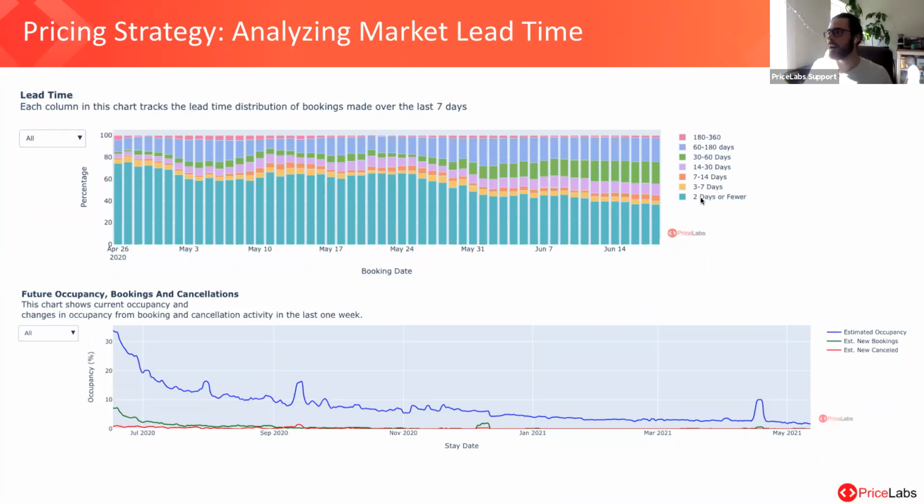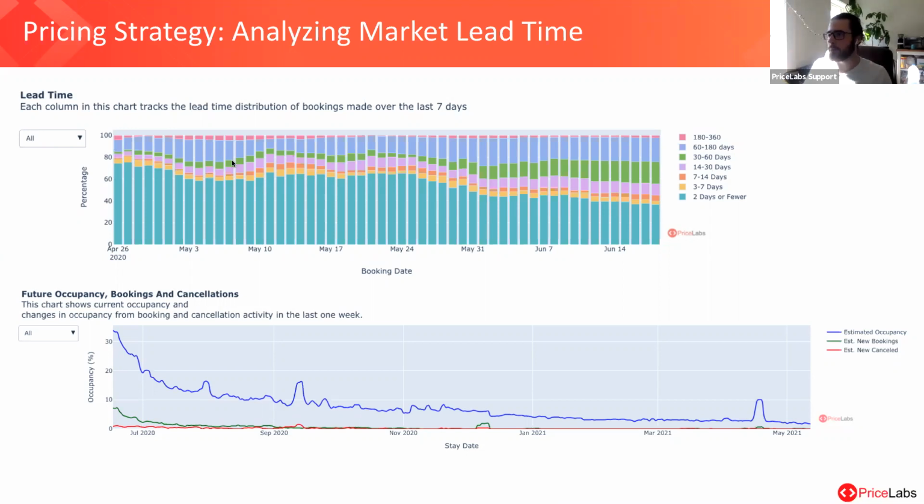So with lead time, this shows you for all bookings made each week, what was the distribution of how far out people are booking. So we can see back in April, a big chunk, that's probably 70-75% of all bookings, were booked 2 days in advance or fewer. So very last minute, no one was really booking far out. So once we hit that week in advance point, that yellow line, we were at about 80% of all bookings. So only 20% were booked, let's say, 1 week plus into the future.